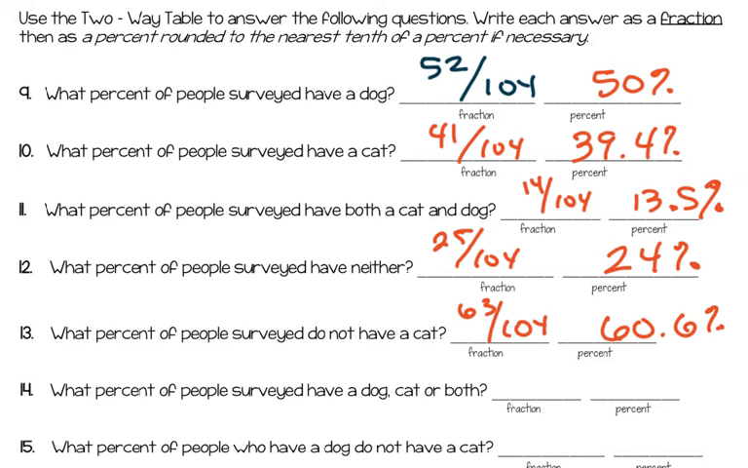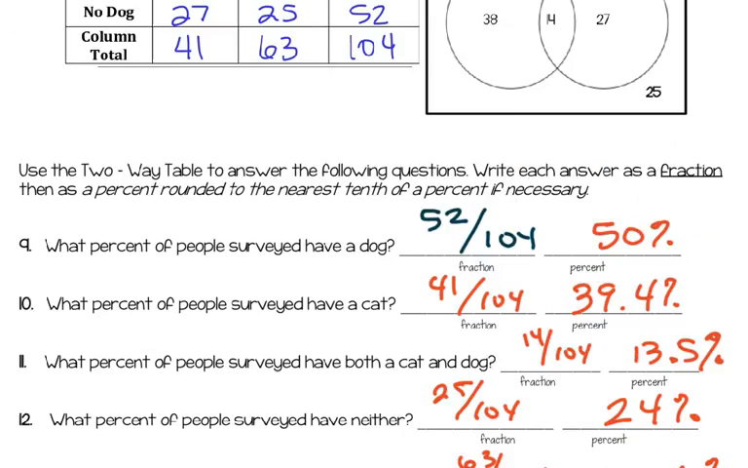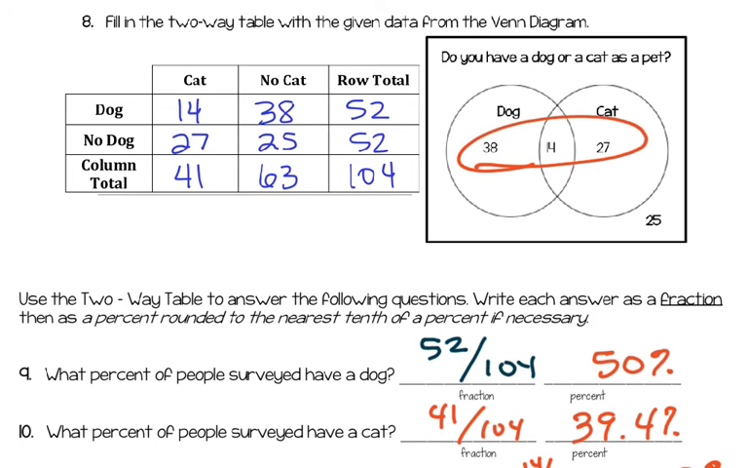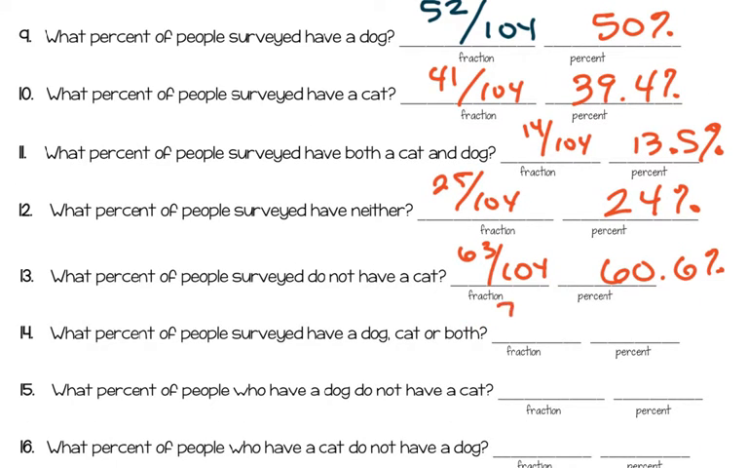Okay, what percent of people surveyed have a dog, cat, or both? So everybody except for those 25 people. You can say either 104 minus 25 is 79, or you can do the 38 plus the 14 plus the 27. Either of those works. So it's going to be 79 out of 104, which is a majority of the people. Change it to a percent first, so 75.96, so it's going to be 76% when you round it.